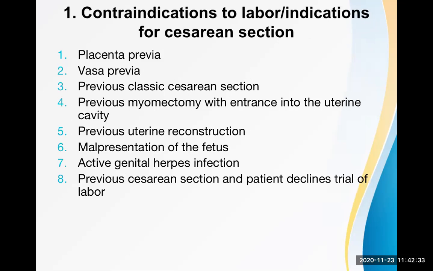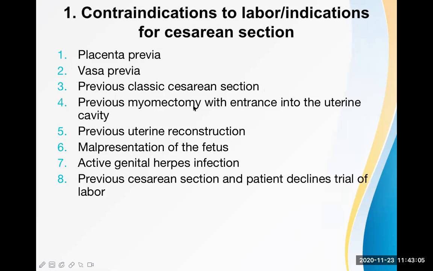Now, this is the other way of answering this question. If your teacher asks, okay, what are the indications of cesarean section? It means these are the contraindications to vaginal delivery or normal labor. This is a good way to remember. Placenta previa, we don't go for normal labor or vaginal delivery, isn't it? It's too risky. So let's go for cesarean section. Vasa previa, same thing. Previous classical cesarean section, already talked about. Cesarean section has to be done again.